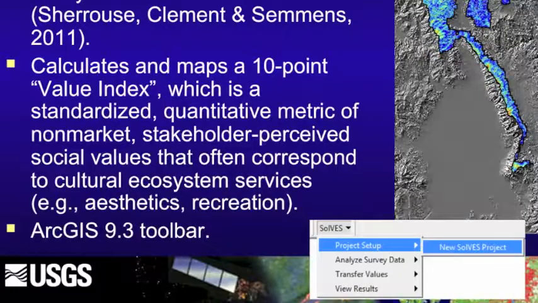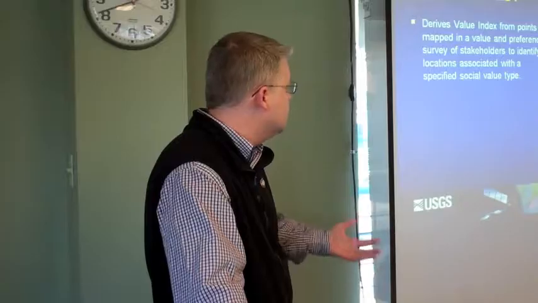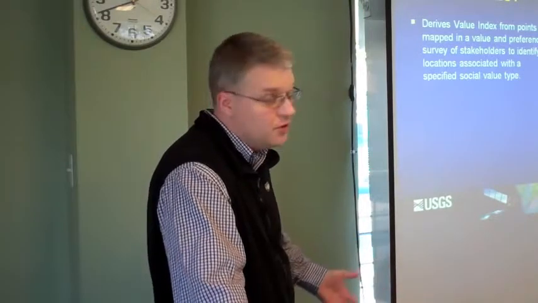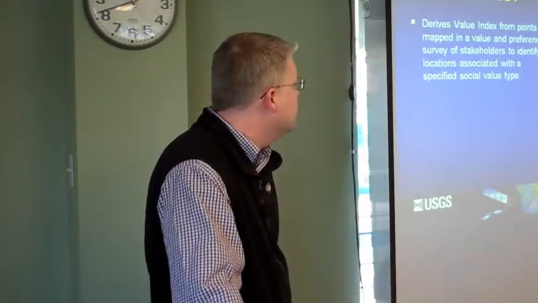And also, just as it exists as a tool, it's an ArcGIS 9.3 toolbar, and that's just a little screen capture of how it looks when you have it in ArcMap. And how does it do this? It derives a value index from points that have been mapped in a value and preference survey of stakeholders to identify locations which they associate with specified social value types, again, such as aesthetics, recreation, future value, intrinsic value, etc. We'll see a whole example of a typology pretty soon here.